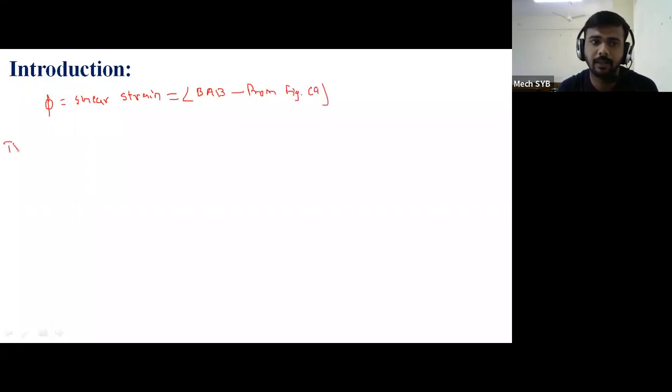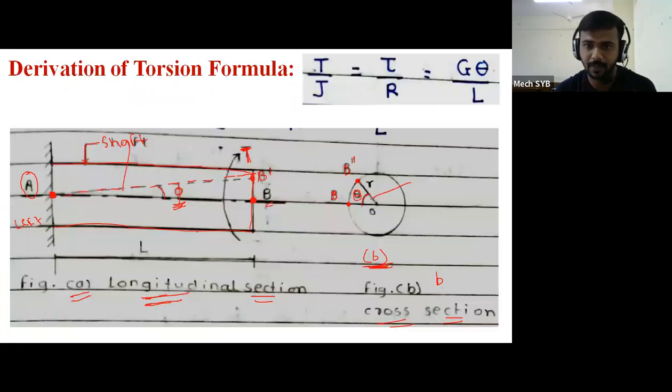Okay, then theta is equal to the angle of twist. Then which angle? B dash O B. This is the point O in the second figure, angle B dash OB.